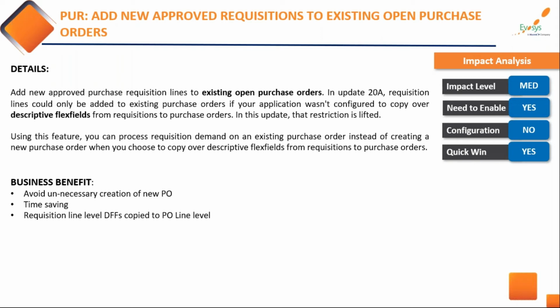Moving to the next, under purchasing, add new approved requisitions to the existing open purchase order. From 20A onwards, we were able to use this feature. However, there is an addition to it in 20D, which is that now we are even able to copy over the descriptive flexfields from the requisition to the PO. So I am sure that everybody till now would have been using this specific feature where we don't need to create a new PO. Instead, we can add a new approved requisition line to an existing purchase order as well. This is an opt-in feature and does not require any specific configuration.